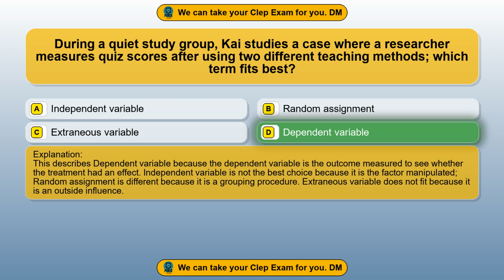Independent variable is not the best choice because it is the factor manipulated. Random assignment is different because it is a grouping procedure. Extraneous variable does not fit because it is an outside influence.